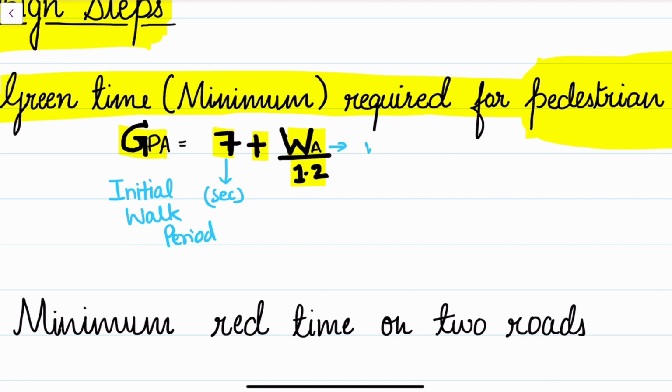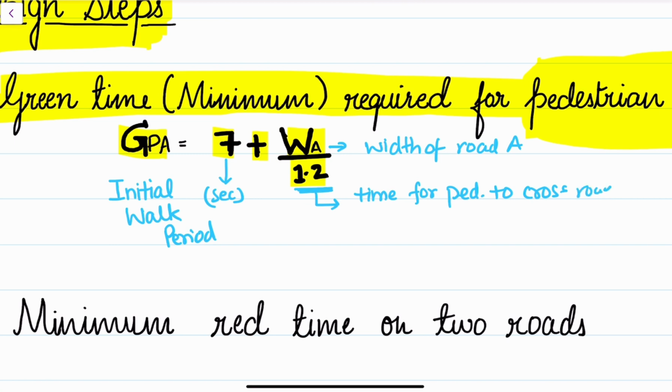WA is the width of road A, and 1.2 is the speed for the pedestrian to cross the road. This 1.2 meter per second is what we call the pace of the pedestrian. The pedestrian is moving at a pace of 1.2 meter per second. Clear? So the green time for the pedestrian at A is equal to 7 plus WA divided by 1.2.